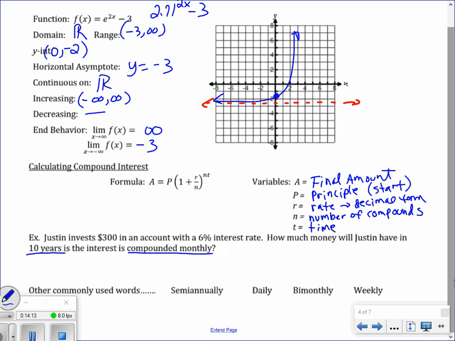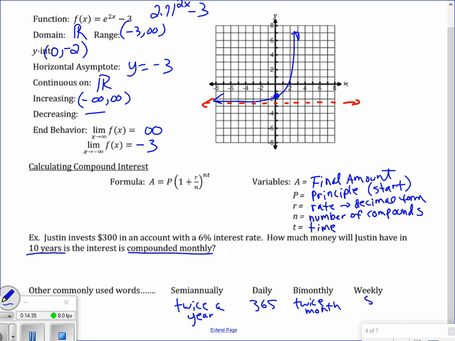Some other words that people use: semi-annually means twice a year. Daily, there's 365 days in a year. Bi-monthly would mean twice a month, so if you're talking about all year long, that's 24 times. Weekly, there's 52 weeks in a year. So sometimes the problems just mention different things. All right, so let's go ahead and figure this out.